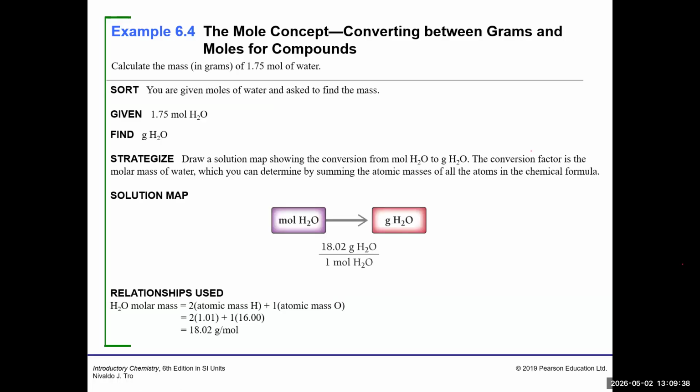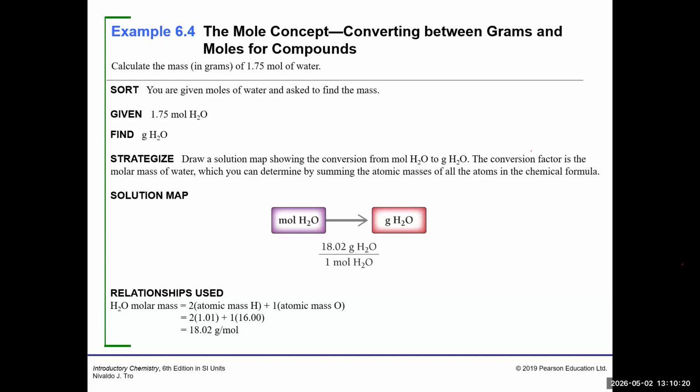Now let's do this. Calculate the mass in grams of 1.72 moles of water. All right. So we have the moles of water, and then we are going to calculate the number of grams of it. You are finding the grams of water, and you have the moles of water. This one is very simple. The moles is going to give us grams. That's the solution map.